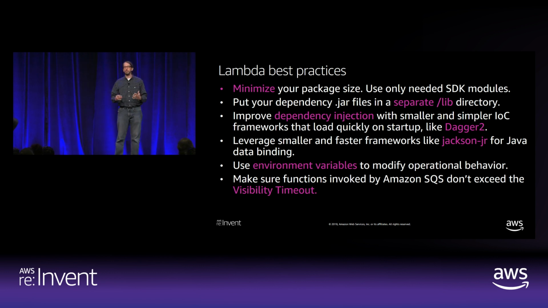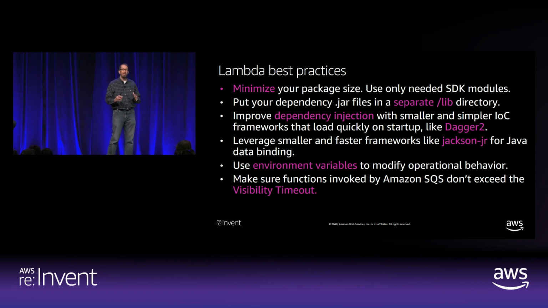Also, some older Java frameworks like Spring and Spring Boot do a lot of dependency injection at runtime by default. And that's just not friendly for Lambda environments. It increases your cold start time. So where possible, try to favor simpler, smaller, more agile frameworks that do the same thing for you, like Dagger 2 in this case. And if you're doing any Java data binding, like maybe converting a plain old Java object into JSON, leverage some of the smaller and simpler frameworks for that as well, like Jackson Jr.